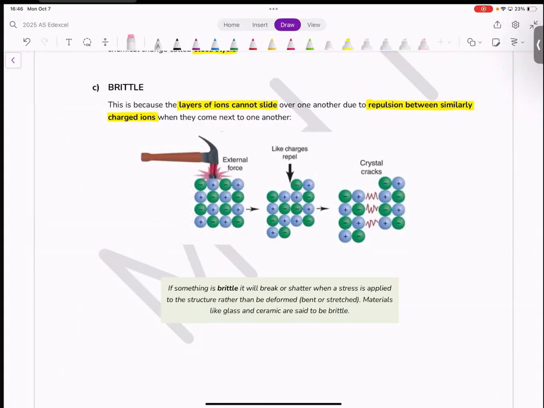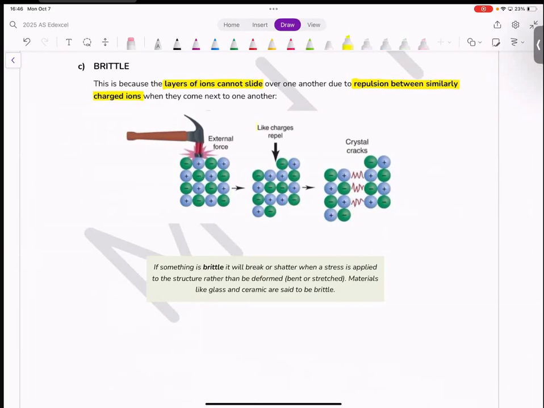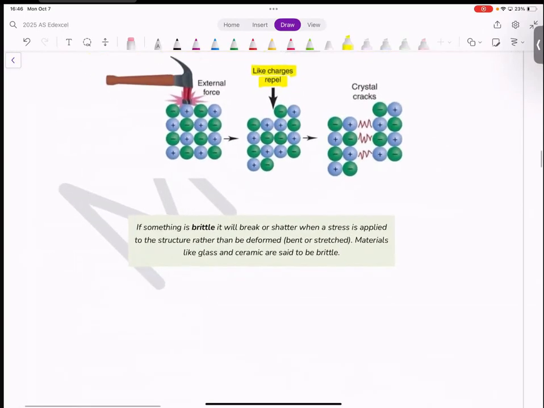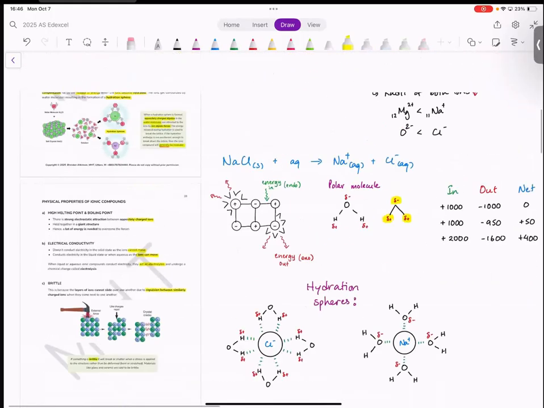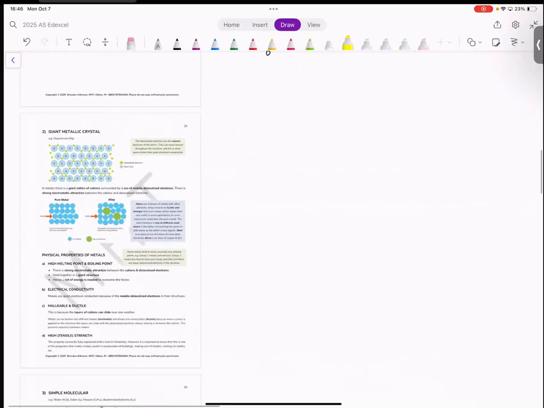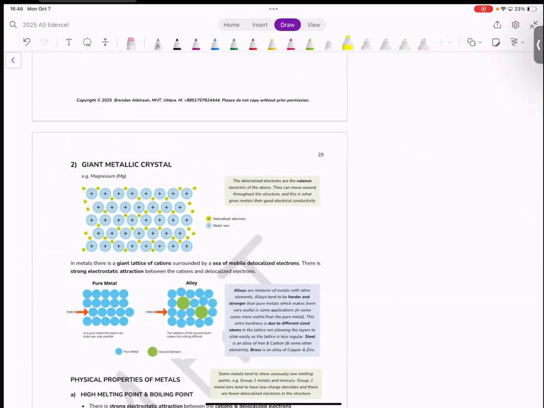Okay, so the like charges would repel. They almost never ask you to draw all this, English notes, so this is to make it a bit more visual. A reminder of what brittle is: it will break or shatter when a stress is applied to the structure rather than be deformed, which is what metals become, they get deformed. Materials like glass and ceramic are said to be brittle. Okay, so that's it. Ionic lattice done. Let's take a break, and we'll get to the next 2, hopefully.